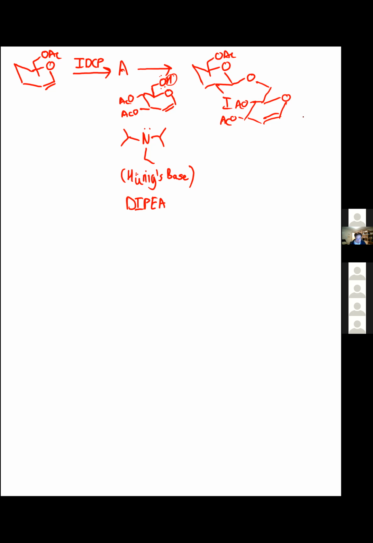So we can make a disaccharide like this. And we still have an iodine attached. But this actually gives us a lot of flexibility because there's stuff we can do with that iodine.